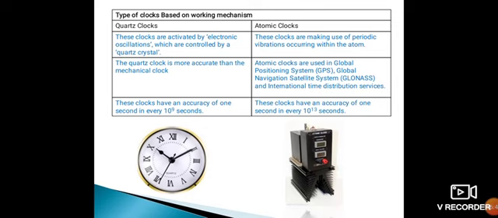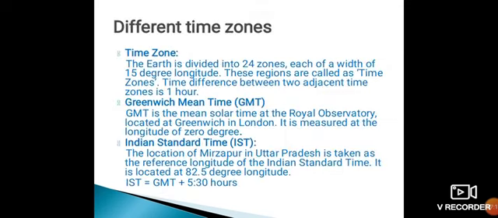Atomic clocks. These clocks make use of periodic vibrations occurring within the atom. Atomic clocks are used in Global Positioning System, that is GPS, Global Navigation Satellite System, that is GLONASS, and International Time Distribution Services. These clocks have an accuracy of 1 second in every 10^13 seconds.